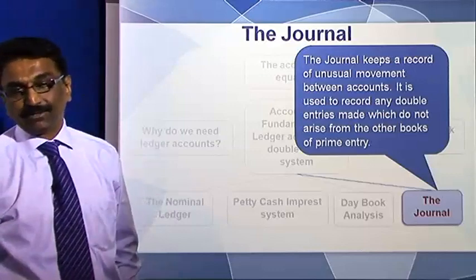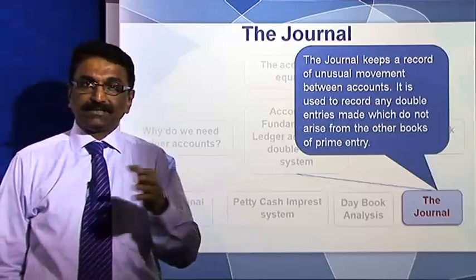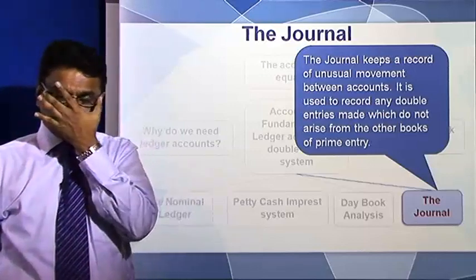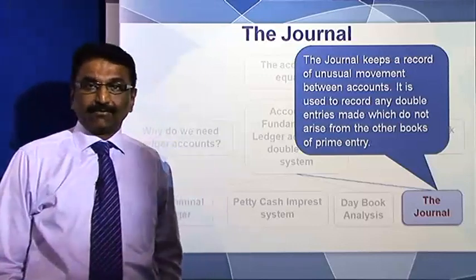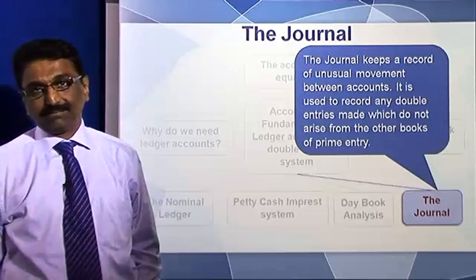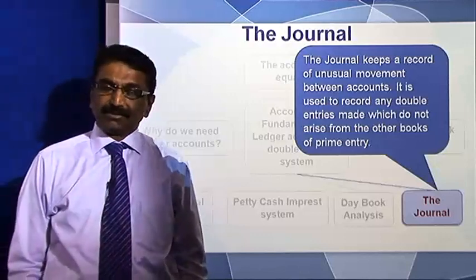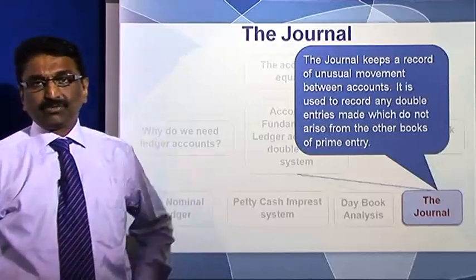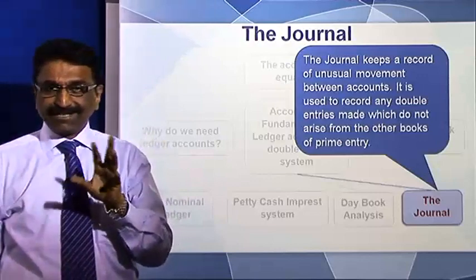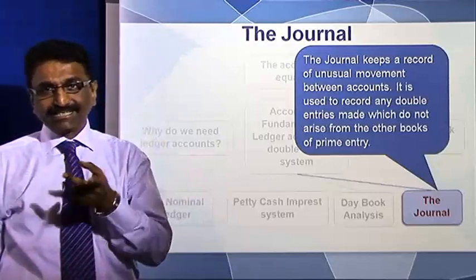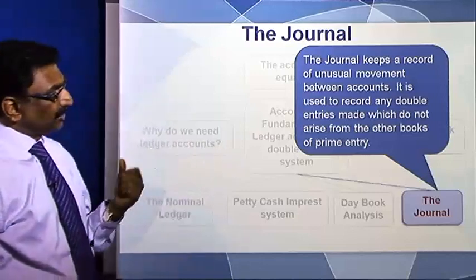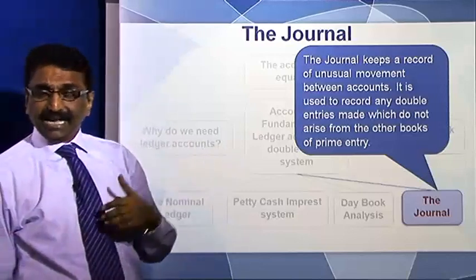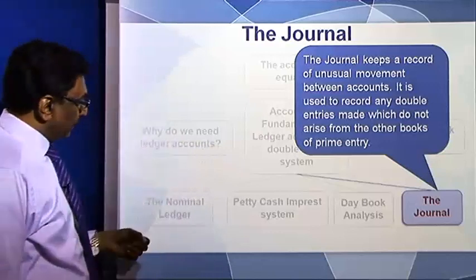For example, when we take a loan, how do we capture it in the books of prime entry we have discussed till now? Or for example, when capital is brought in, only one leg of it, when the cash or the bank balance increases, we can bring in, but we cannot capture the other leg. So we need a system, as we have already seen, where both legs of all the transactions can be captured. Now that is where the journal comes into play. As we go along, it will become clearer.